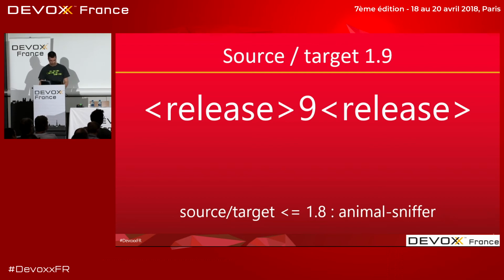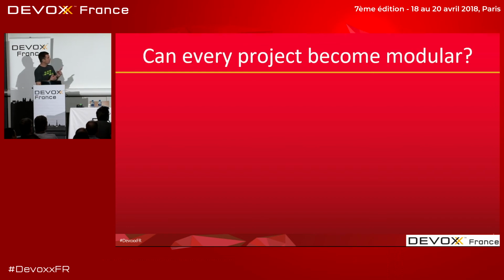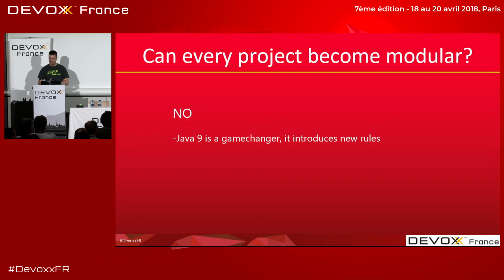So I'm going quite fast, but are there questions? And of course there are, but I'm pretty sure that there are two questions I can predict. One is, can every project become modular? And sadly the answer is no. And the reason is that Java 9 is really a game changer. It introduces new rules. Like I already showed you, you cannot have classes in the root of your jar anymore. This split package issue is also one we expect quite often to hit.